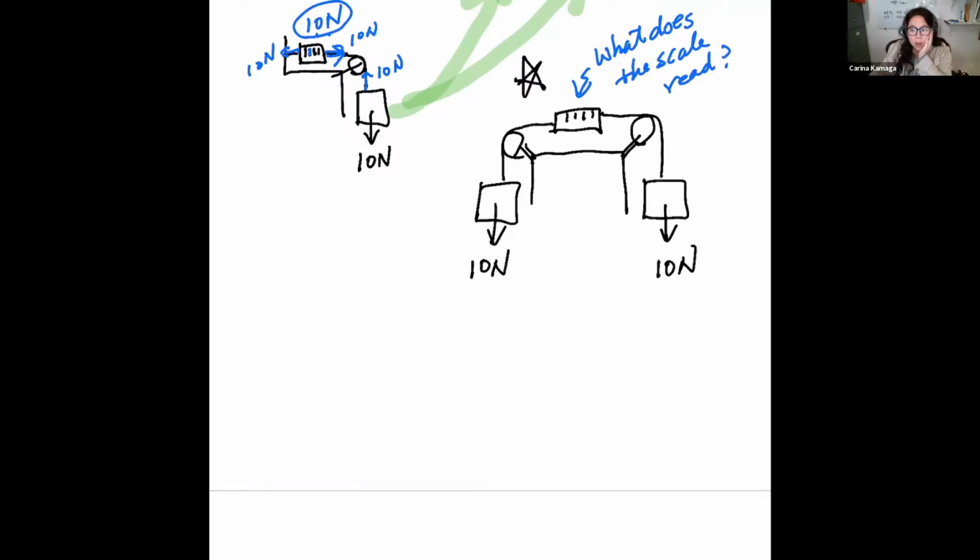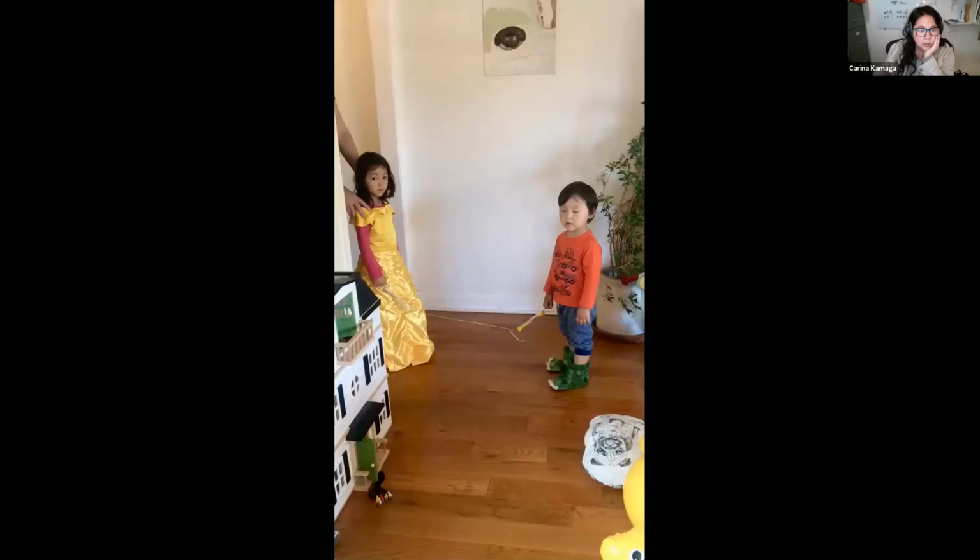How do you win the tug of war? How can you win the tug of war? Let's see.